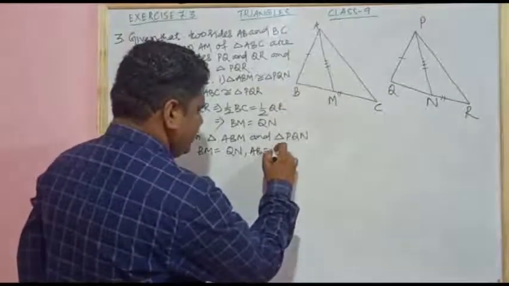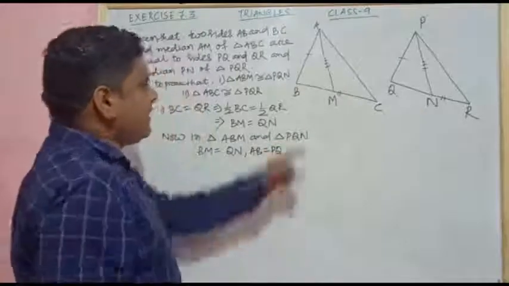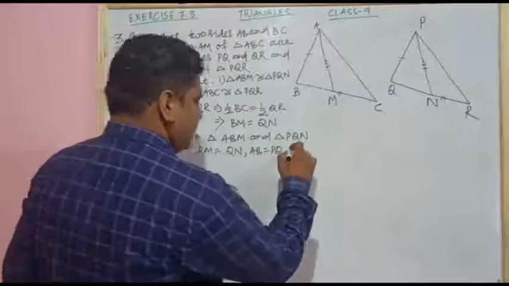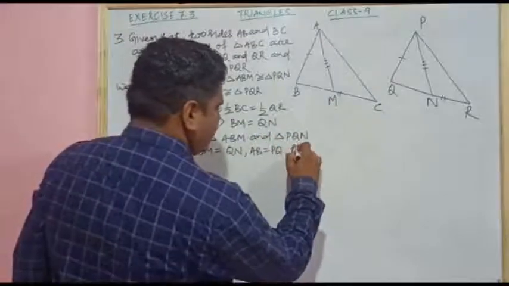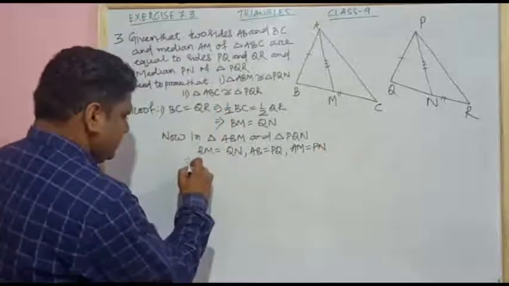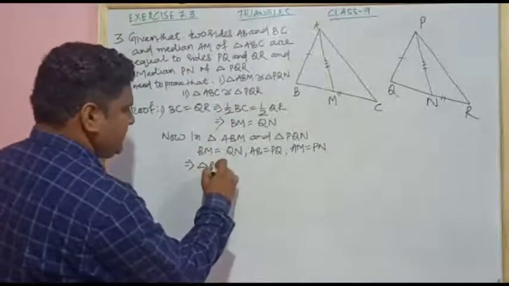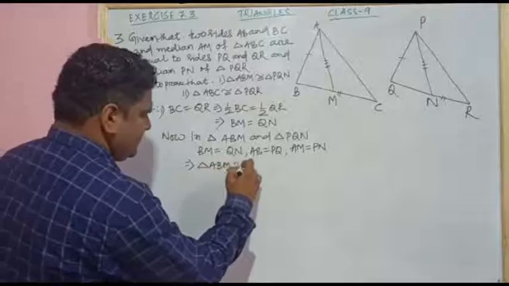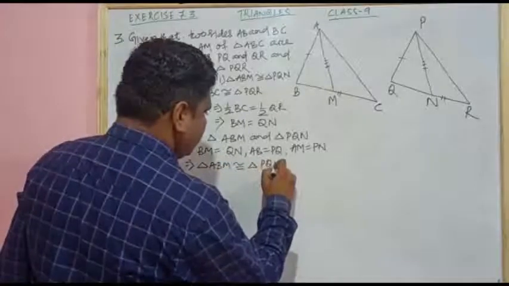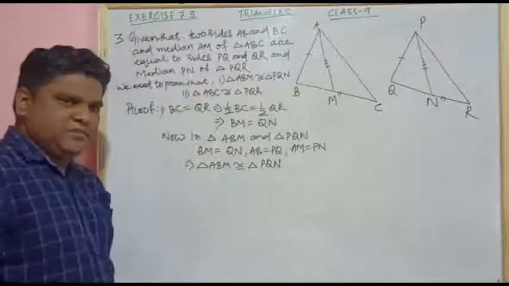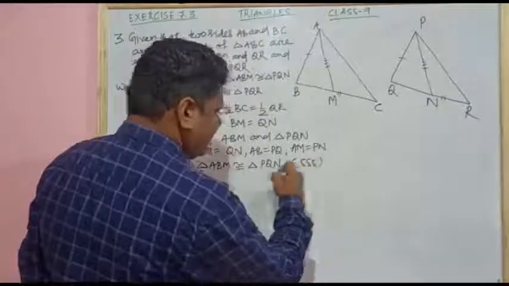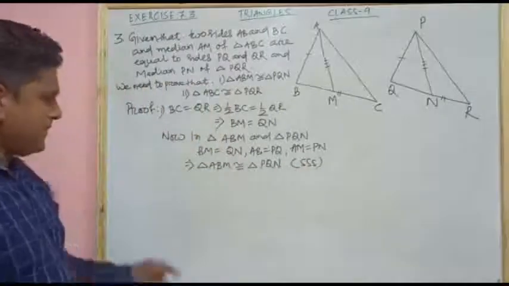AB equal to PQ, it is given, and it is also given that AM and PN both are medians and are equal. AM equal to PN. So this implies that triangle ABM is congruent to triangle PQN. Our first bit is proved. Now it is from SSS criterion of congruence of triangle.